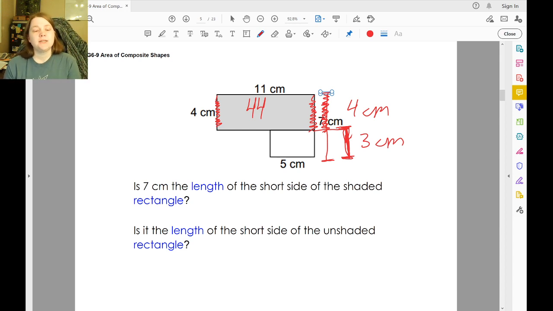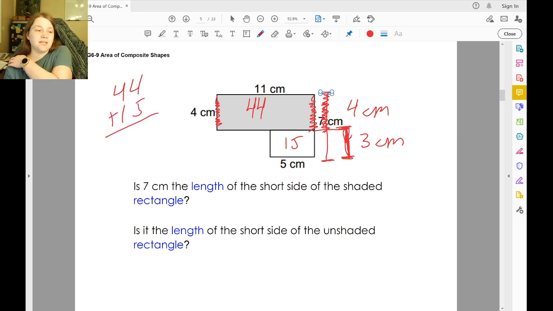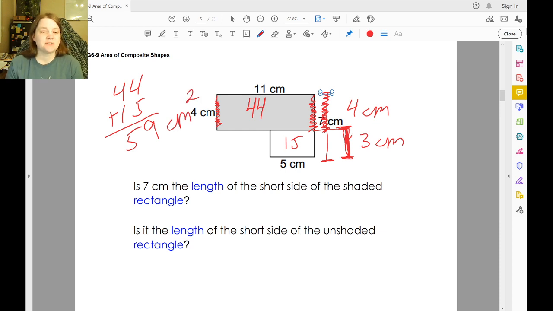This means that this rectangle measures 15 because 5 times 3 centimeters is 15 centimeters squared, which means this entire unit, 44 plus 15, is going to be 5 plus 4 is 9, 4 plus 1 is 5, 59 centimeters squared.